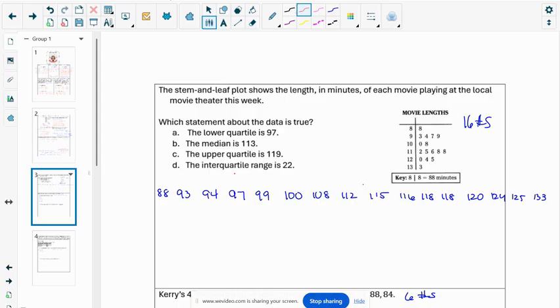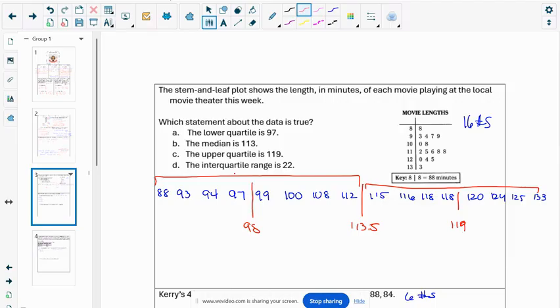So the first thing I have to do is decide what my median is. My median is there, and that's going to give me 113.5. Now, when I find the middle of my lower values, I look from here to the left, that's going to be 98. The middle of my upper values is right here, and that's going to be 119.